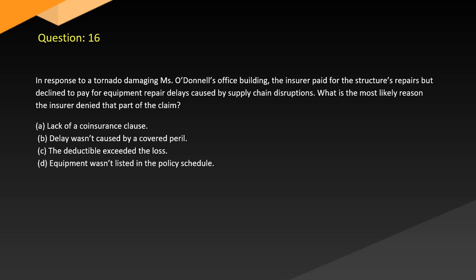Question 16. In response to a tornado damaging O'Donnell's office building, the insurer paid for the structure's repairs, but declined to pay for equipment repair delays caused by supply chain disruptions. What is the most likely reason the insurer denied that part of the claim? A. Lack of coinsurance clause. B. Delay wasn't caused by covered peril. C. The deductible exceeded the loss. D. Equipment wasn't listed in the policy schedule.